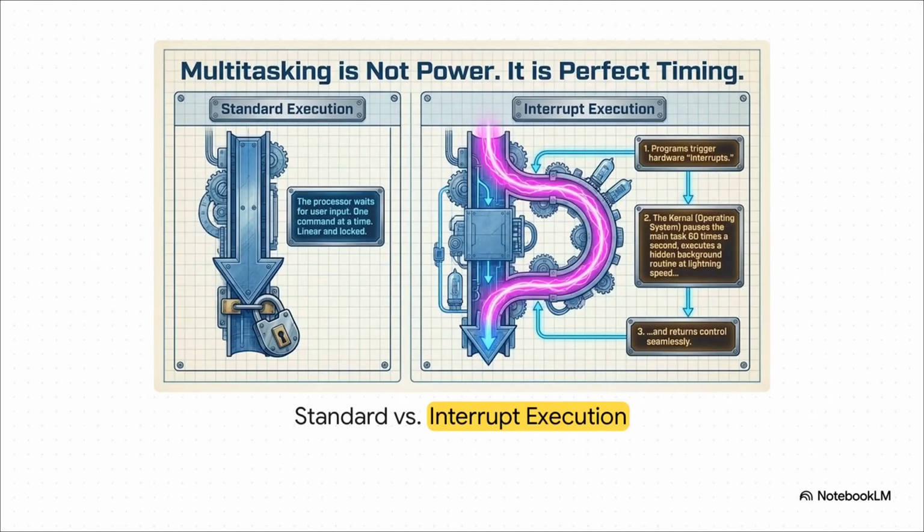Think about standard execution. The processor waits for input, moving sequentially from command A to B to C. It's linear, it's locked, and it's waiting on you. But when an interrupt triggers, it completely blows up that linear path. The system takes this dynamic, high-speed detour, runs your custom visual or audio routine in the background, and merges right back into standard traffic without missing a beat.